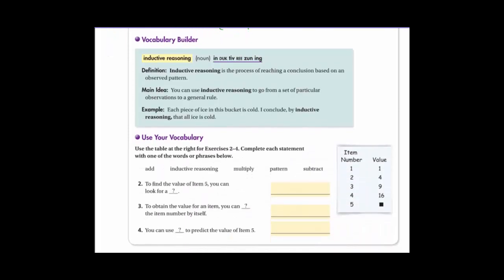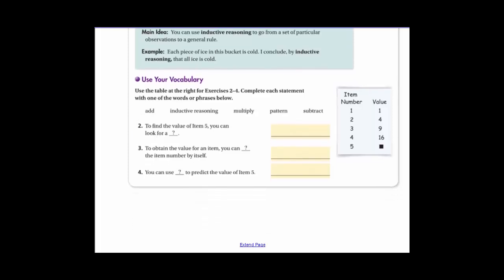Now we have some new vocabulary for this lesson. Inductive reasoning. The definition of inductive reasoning is the process of reaching a conclusion based on an observed pattern. So basically we can take a set of values like a table and follow the pattern to make a prediction for a missing value. What's the rule? How do we find the next number? So that's one of the main ideas in this lesson: you can use inductive reasoning to go from a particular set of observations like a table to a general rule, which you can express in words or in an equation in different ways.